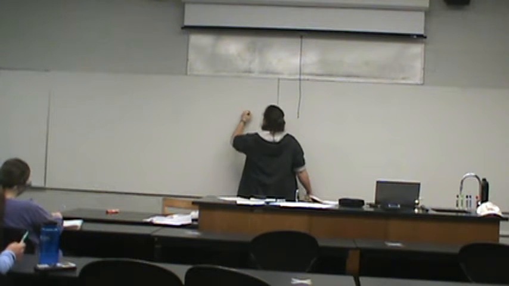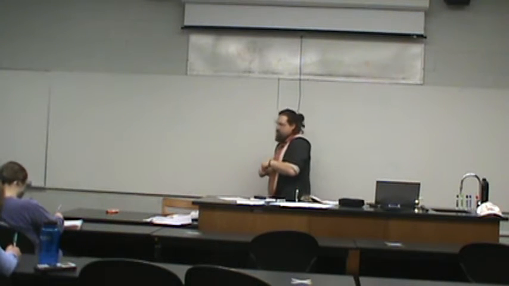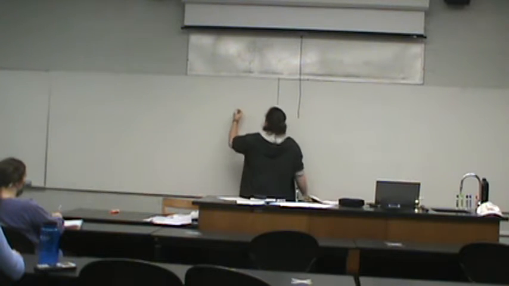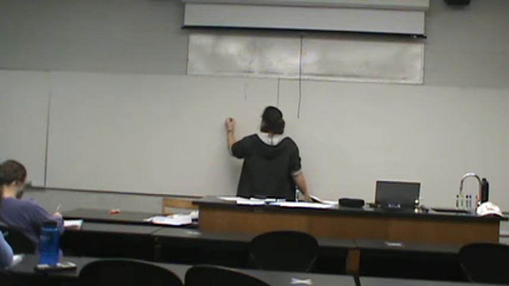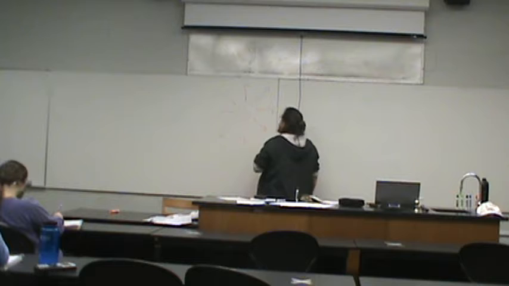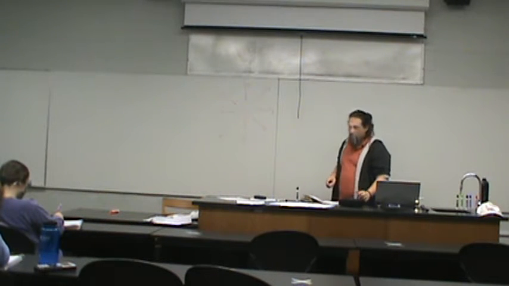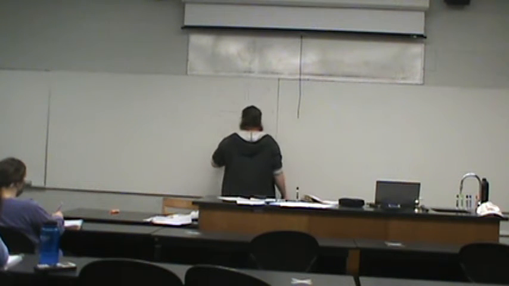So, all charged particles give off some type of E field, and this red marker is nearly out of ink. Nothing to do with electricity. Now this is going to be one proton. Since it is one proton, what do we know about its charge?